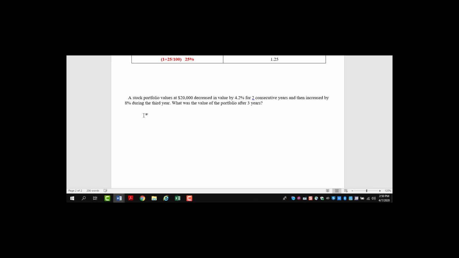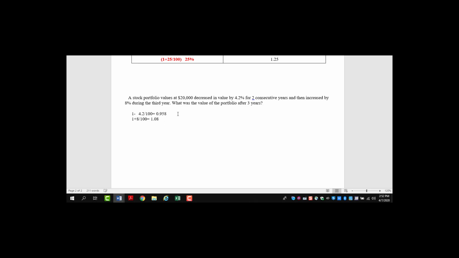So for decreasing by 4.2%, I'm going to go 1 minus 4.2 over 100, and that is going to equal 0.958. Now, if I want to increase something by 8%, it's 1 plus 8 over 100, which is equal to 1.08.